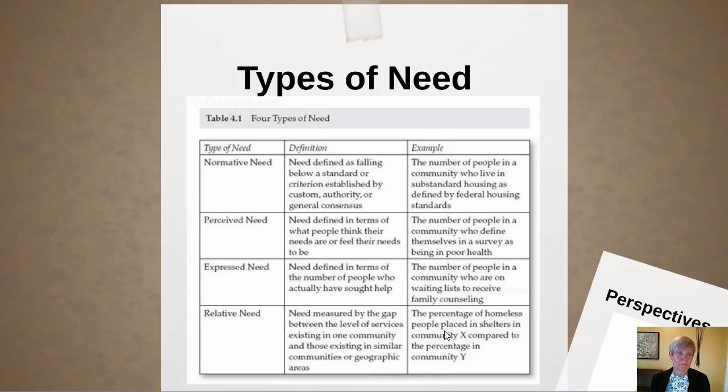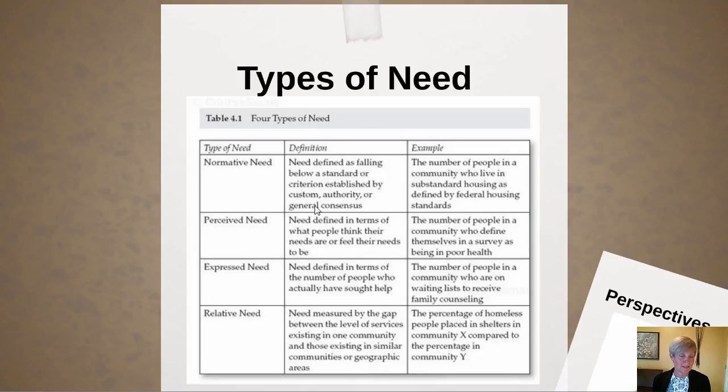And then relative need, the percentage of people placed in shelters in Community X compared to the percentage in Community Y. That means that you are kind of trying to level the playing ground, if you will, of the services from community to community. And that relates again to the actual needs of that community, normative related to that community in terms of numbers. For example, you may have a very high crime rate in one community and a very low one in another. Of course, there's going to be more services provided to that particular group for that need. But that may be something when we look at elderly populations, that it's a need, but we have to consider it in a relative way based on our size and our demographics and so forth.